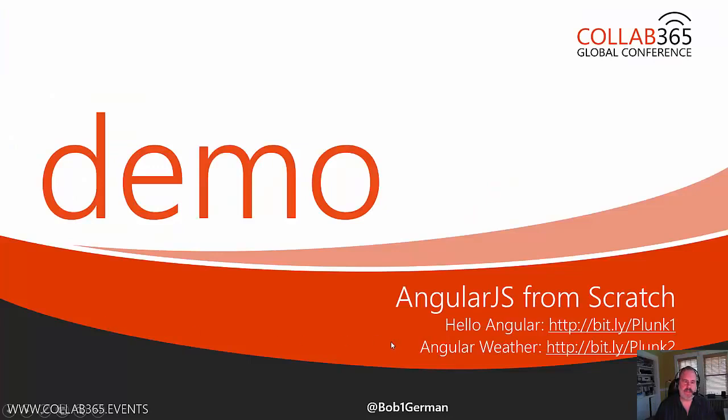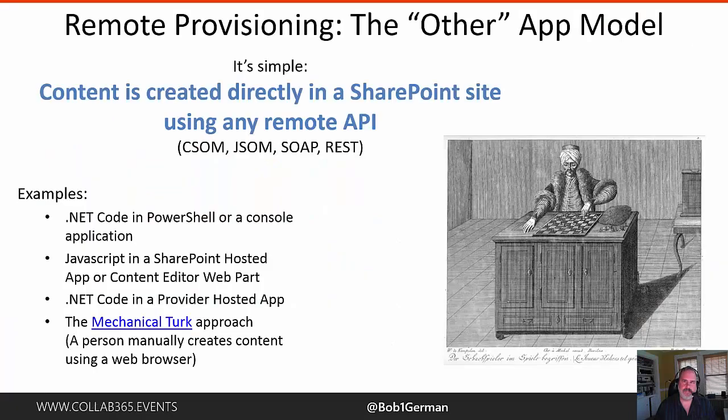Okay, so now back to the slides for a couple more concepts. I want to introduce the idea of remote provisioning. Remote provisioning is kind of the other app model. It's actually been around longer than the app model, but it's just a pattern. It's not an official model, although Microsoft has been promoting it quite a bit recently through their Office Dev Patterns and Practices site. The idea is simple.